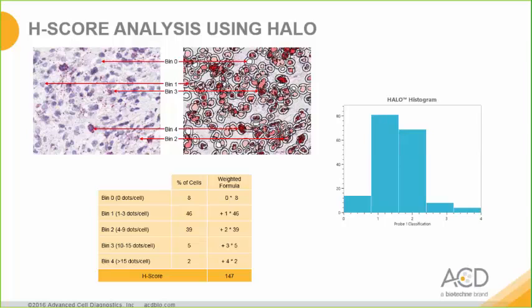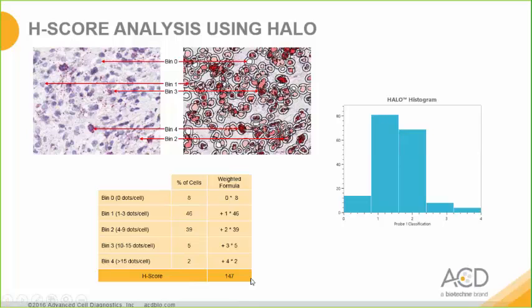HALO can bin each and every cell in a region of interest based on the number of dots in that cell into a previously defined category. A single H-score can be calculated. This histogram is similar to the one that we saw earlier with SPOTSTUDIO. However, the y-axis here is number rather than percentage of cells. Over here is the percentage of cells in this field of view in each category and the H-score calculation.